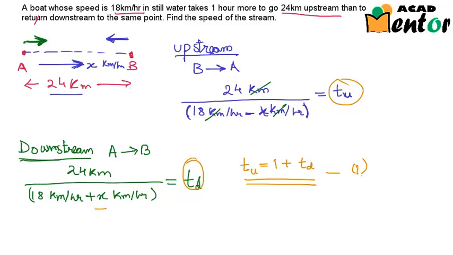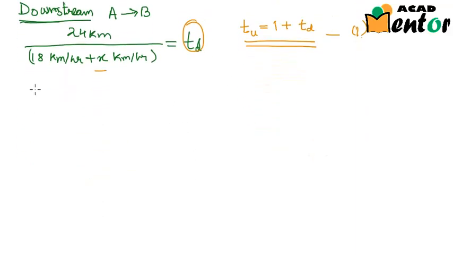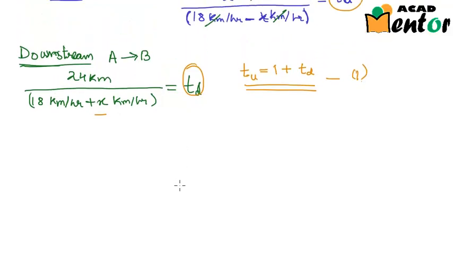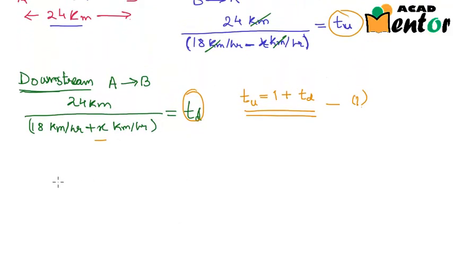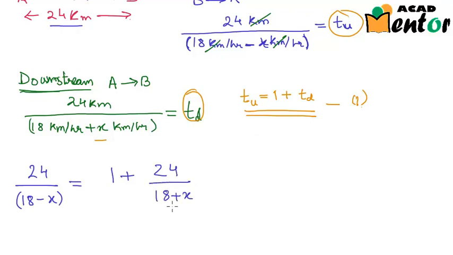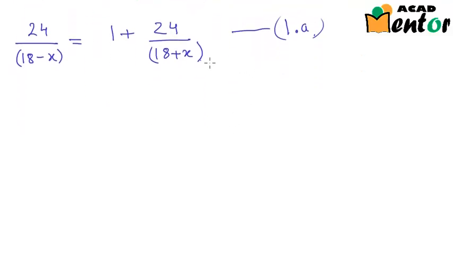So let's see how that shapes up. This equation 1 here can be written as TU, or 24 over 18 minus x, is equal to 1 plus TD, which would be 24 over 18 plus x. Now this is what equation 1 has turned out to be. Let's call it equation 1a. Now we just have to solve this equation in order to find out the value of x.